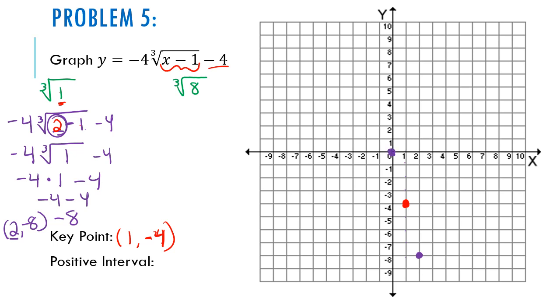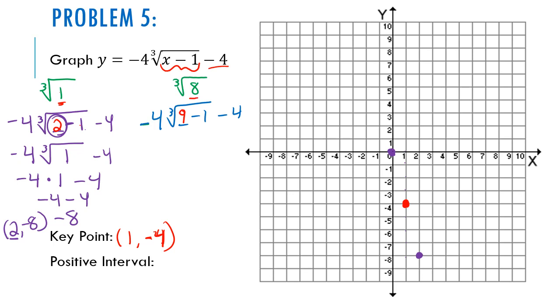Now I'm going to go ahead and do the cube root of 8. So let's do it in blue. So we have negative 4 cube root some number minus 1. So some number minus 1, that's going to equal 8. That would be 9. 9 take away 1 is 8.